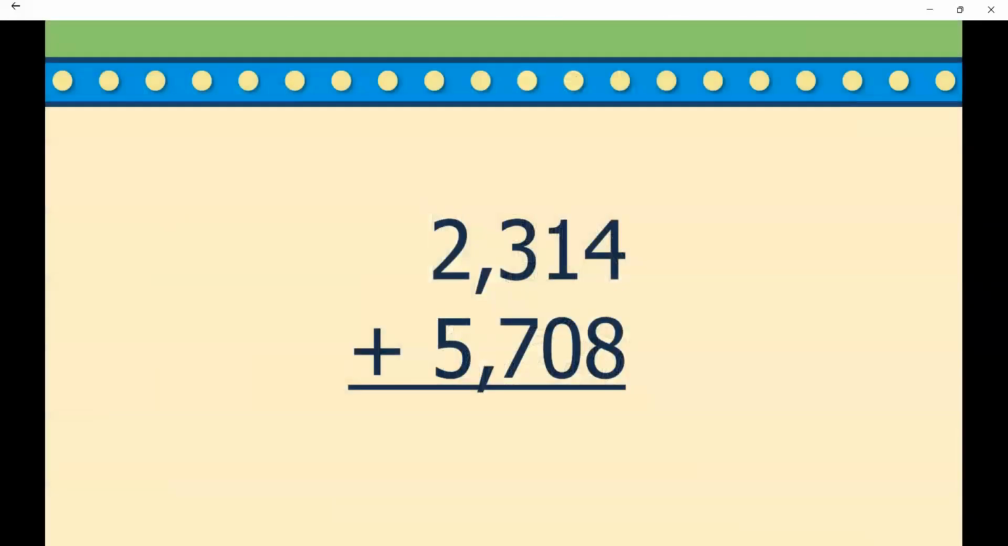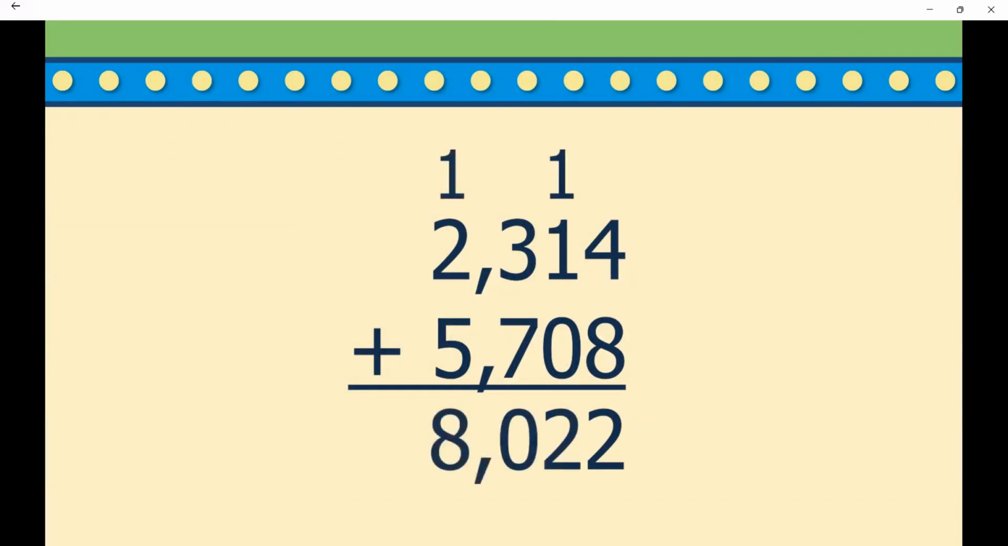All right, we are looking at some more review here, adding 4-digit numbers with renaming. Go ahead and pause this, write down these 2 numbers, 2,314 and 5,708, and solve them for me. Then come back when you're finished, unpause it, and we'll move on. All right, if you're back, let's look at the answer and how we should have solved it. Your answer should have been 8,022.